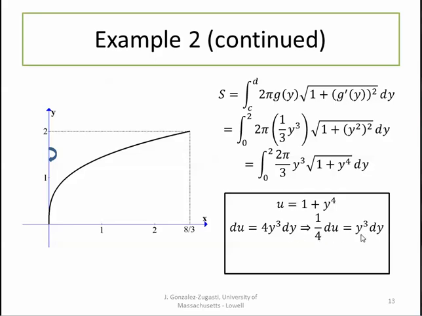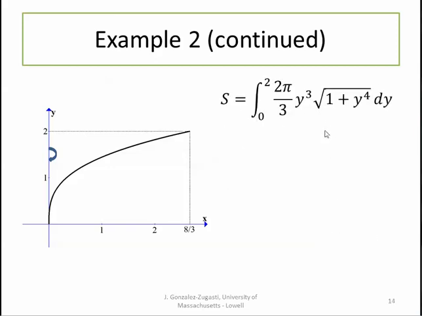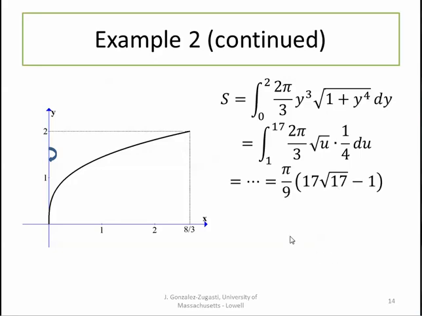Now when we do a substitution on a definite integral, we also have to change our limits of integration. So when y is equal to 2, we get that u is equal to 17. And when y is equal to 0, we get that u is equal to 1. So now our integral here, after our u substitution, looks like this. And this we know how to find. So once you've done that, hopefully you'll see that the surface area is equal to pi over 9 times 17 times the square root of 17 minus 1.